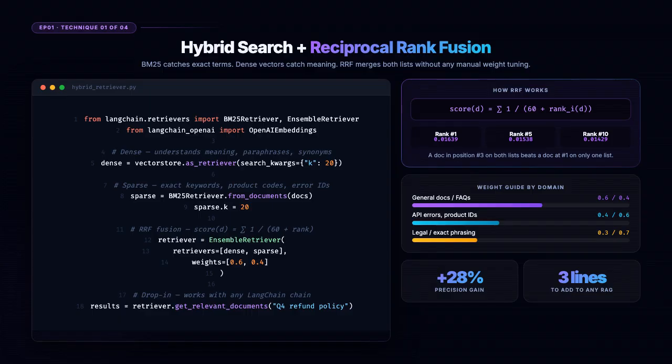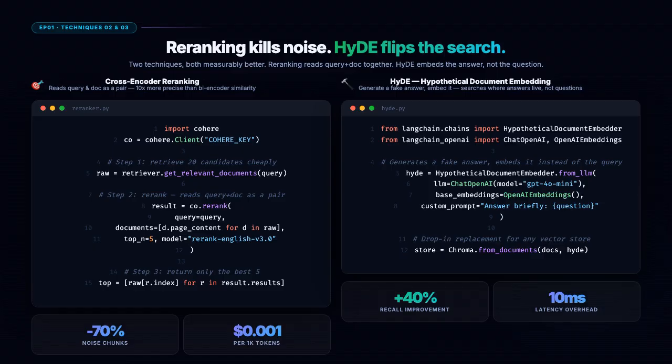Technique 3, HyDE, hypothetical document embeddings. This one is counterintuitive and it is the one most tutorials skip entirely. Here is the insight. A question looks nothing like an answer. "What causes inflation" as a vector sits far from a paragraph that explains inflation causes. When you search with the question embedding, you are comparing apples to oranges.